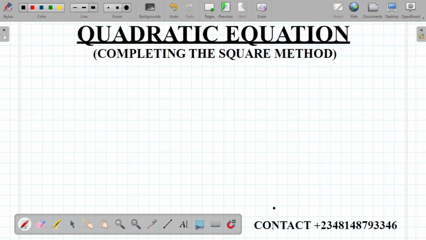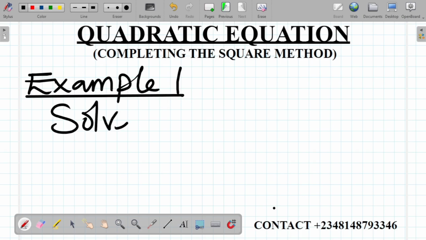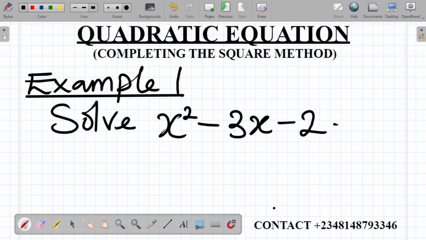In this class, we are going to be considering the completing the square method of solving a quadratic equation. Now let's solve an example. Example 1. Solve x squared minus 3x minus 2 equal to 0.